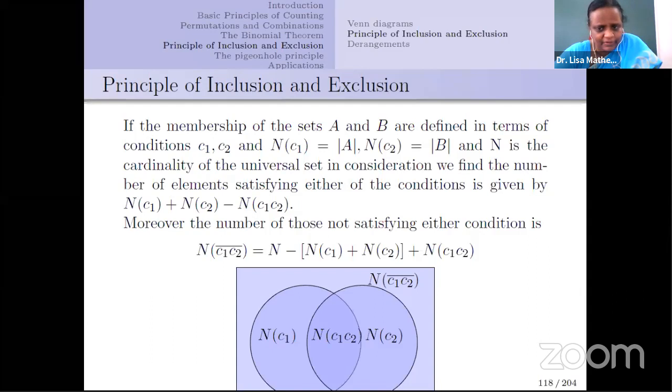Moreover, the number of those not satisfying either condition is n of C1 bar C2 bar, which is n minus n of C1 plus n of C2 plus n of C1 C2. So this picture depicts what I was saying just now.